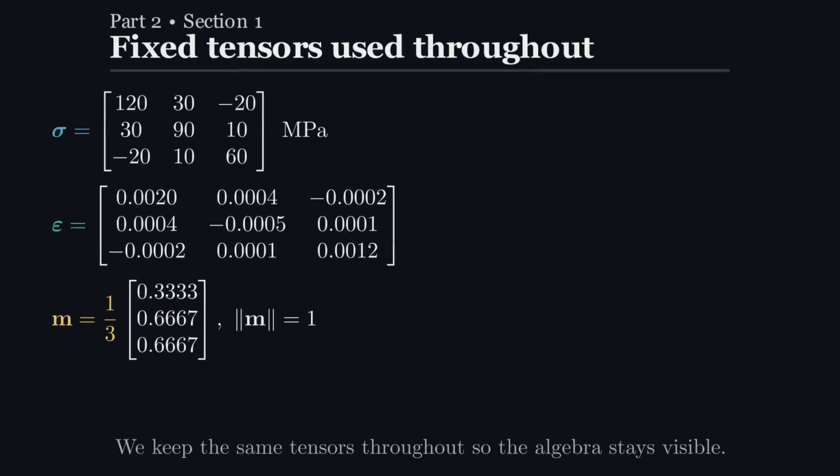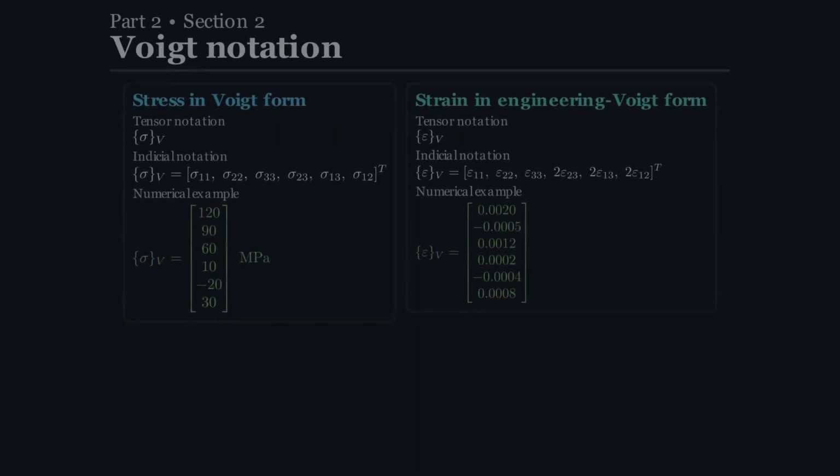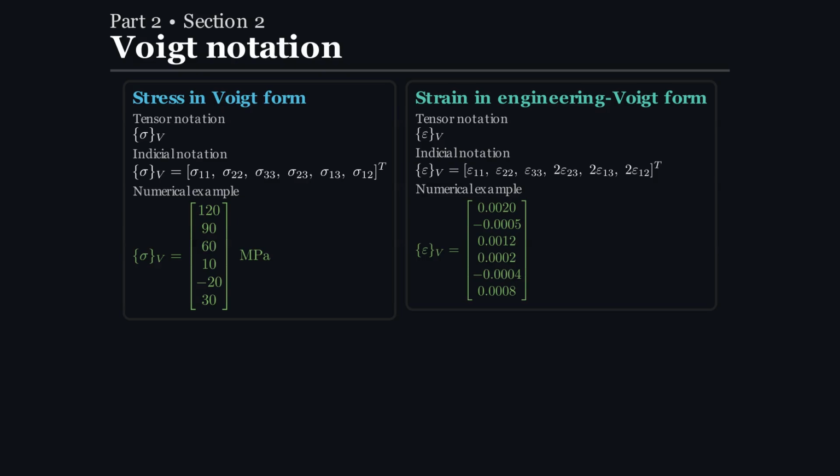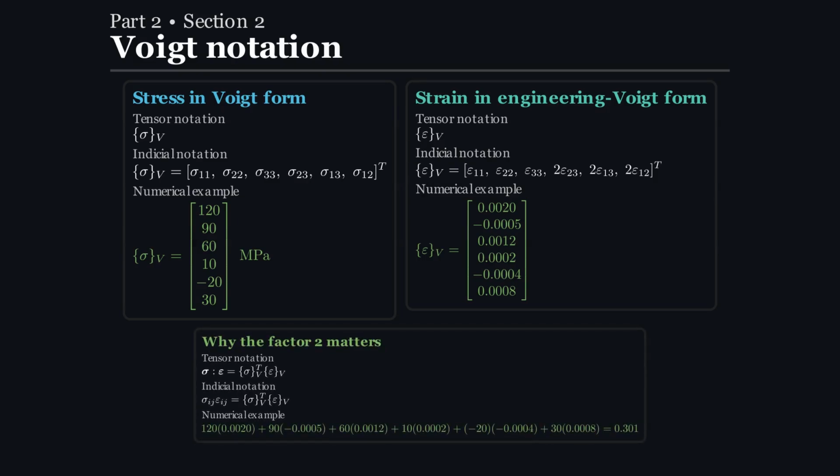We keep one stress tensor, one small strain tensor, and one unit normal throughout the video so the algebra stays visible and the notation remains consistent. In Voigt notation, a symmetric second-order tensor is stored as a 6-component vector. For stress, we list the tensor components directly, while for strain we use engineering shear strain components with the factor 2. That factor of 2 is not optional. It is exactly what makes the double contraction equal to the Voigt dot product.